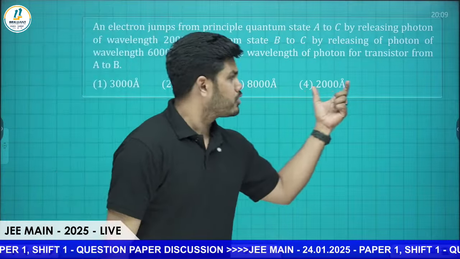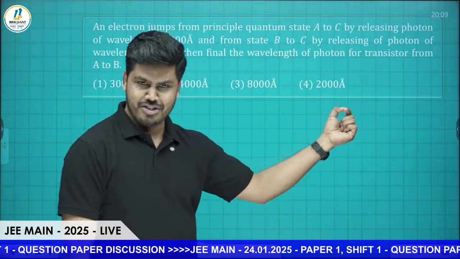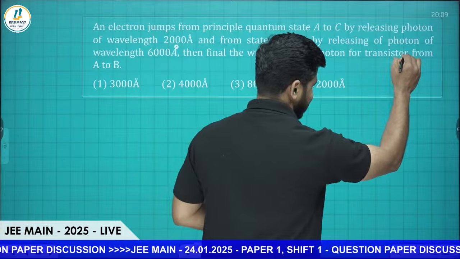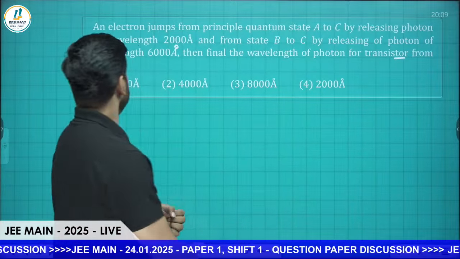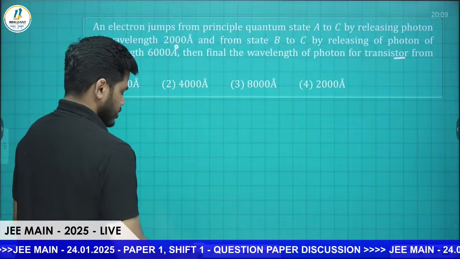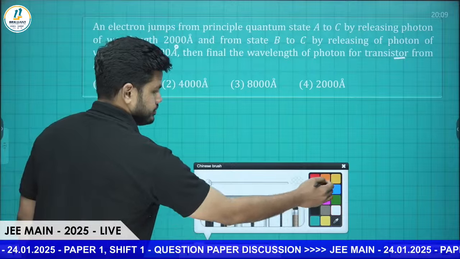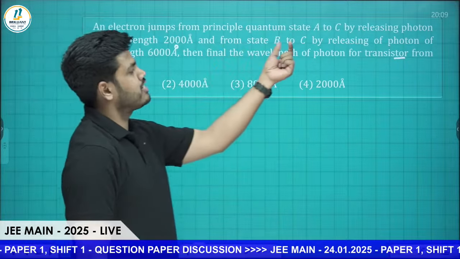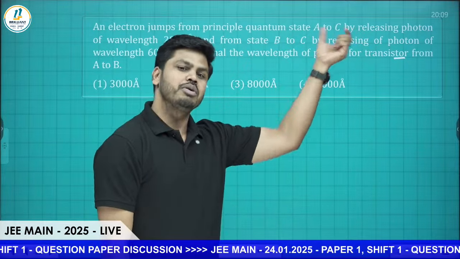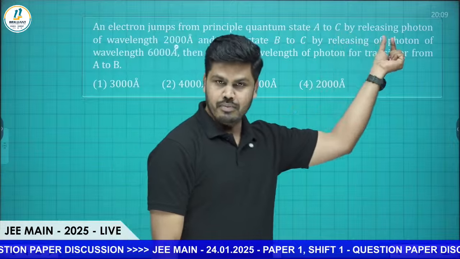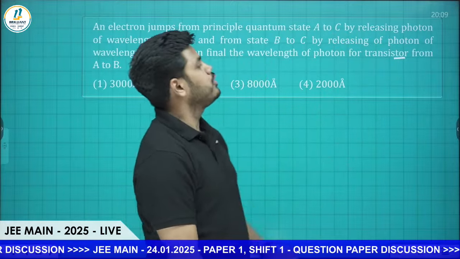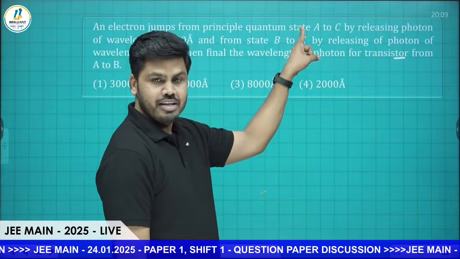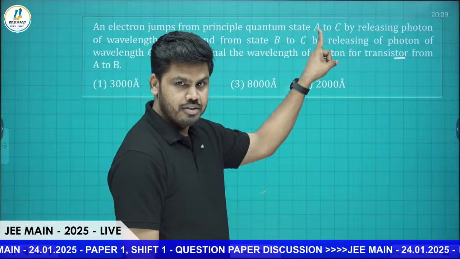Then the final wavelength of the photon for transition, not transistor, transition. Okay, this is transition from A to B. Okay, so we have given the first transition was from A to C, from an energy level A to energy level C. So energy difference is going to be EC minus EA, final energy minus initial energy, right?